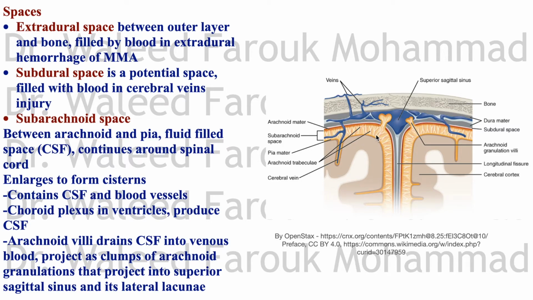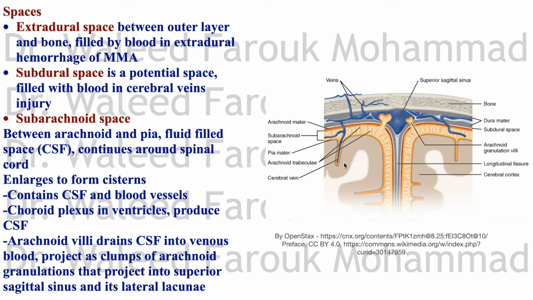In the subarachnoid space, between the arachnoid and pia, of course it's filled with the CSF, cerebrospinal fluid, and the space continues around the spinal cord. It enlarges to form cisterns. We studied the cisterns of the CSF in the last lecture when we discussed the circulation and production of the CSF. The space contains CSF and blood vessels. The blood vessels of the brain run in the subarachnoid space. Remember that.